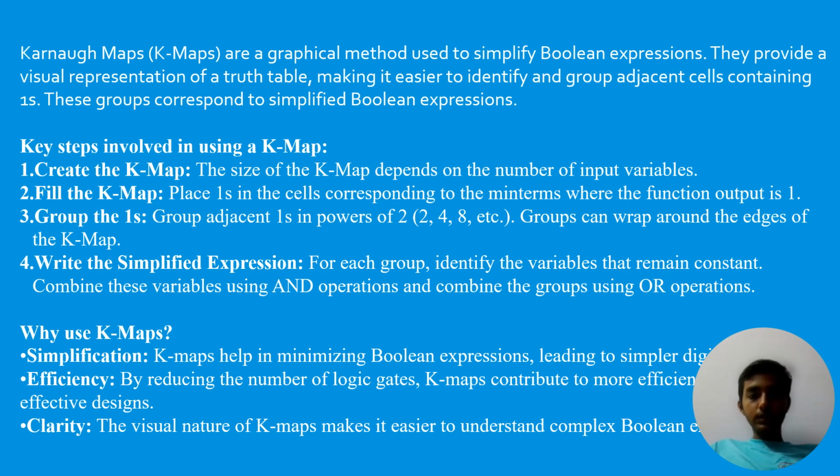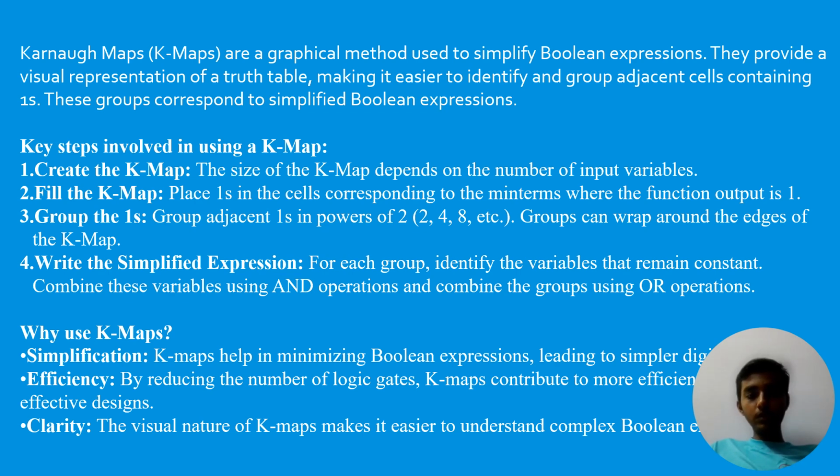K-maps are the graphical methods used to simplify Boolean expressions. They provide a visual representation of a truth table, making it easier to identify and group adjacent cells containing ones. These groups correspond to simplified Boolean expressions. That means K-maps are used for visual representation of truth tables, and they are used to simplify Boolean expressions.